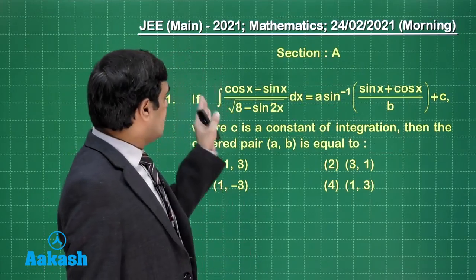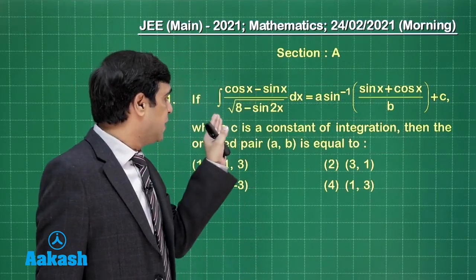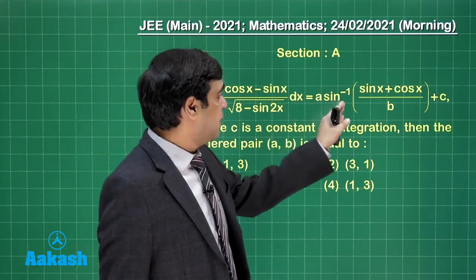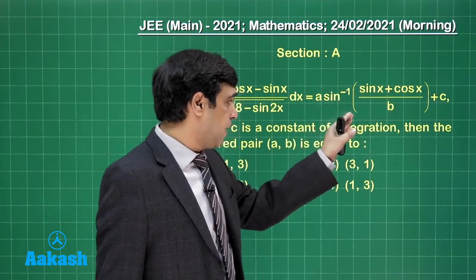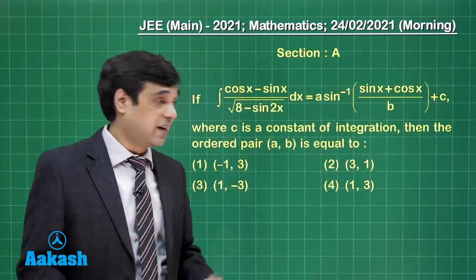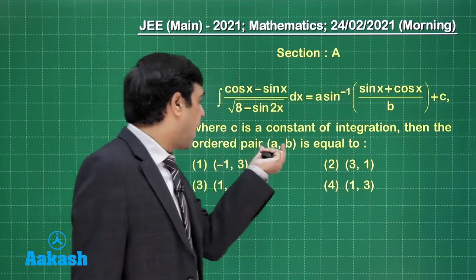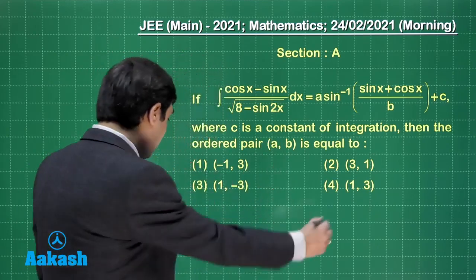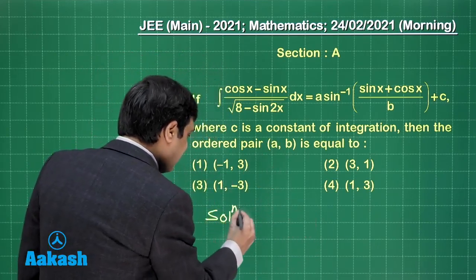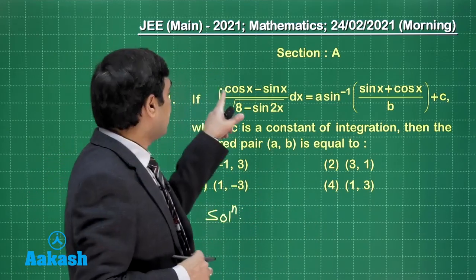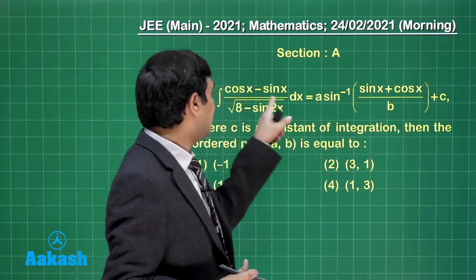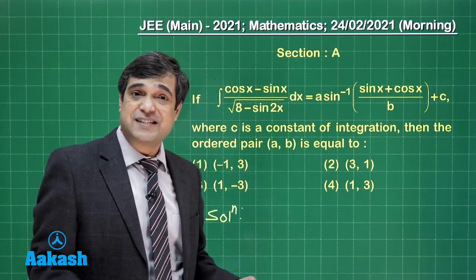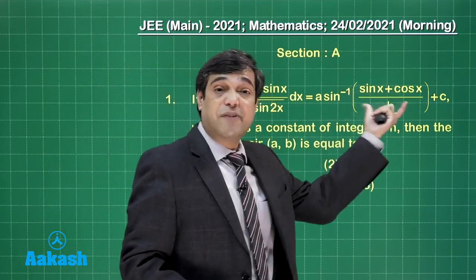It says integral of (cos x minus sin x) divided by root of (8 minus sin 2x) dx is equal to a sin inverse of ((sin x plus cos x) divided by b) plus c, where c is the constant of integration. The question asks for the possible values of a and b as an ordered pair; some options are given. Simple question. When the denominator has a sin 2x term and the numerator has a cos x minus sin x term, what's the substitution? Sin x plus cos x as t. Also it is given in the final result as well.